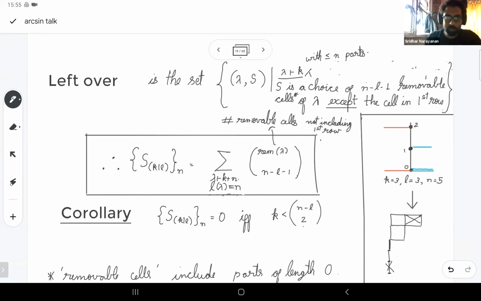So we must choose how many there are, L. So we must choose L distinct parts of the partition, but there's a catch because the first row must always be chosen, right? So we must choose n minus L minus 1 because there are L blue parts, so there are n minus L red parts. So we have to decide this. So first we need to pick a partition of k.